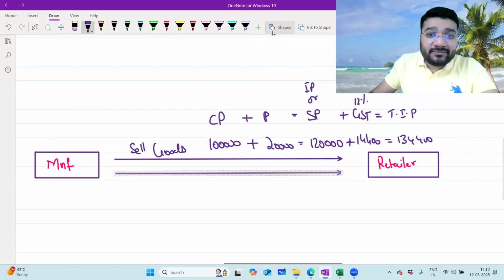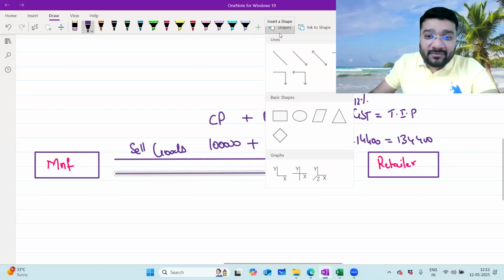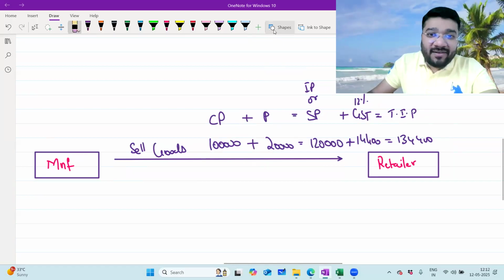How to make this opposite? I have an idea.